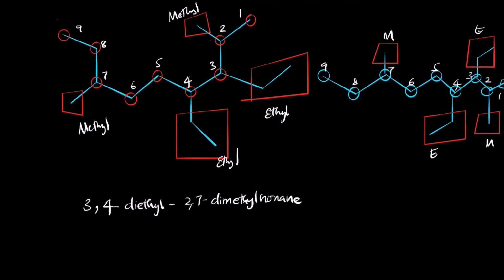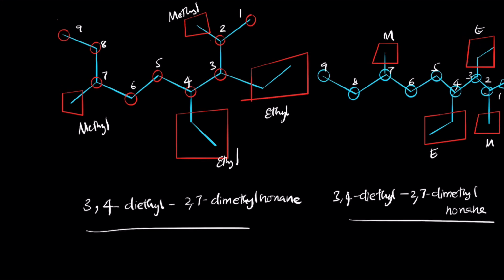Next, in the second one, you also have 2, 3. So you have 3, 4 diethyl. Next you have 2, 7 dimethyl nonane. Notice that both the compounds have the same name, so they are not constitutional isomers, right? So these are identical compounds. So this is how you can differentiate between constitutional isomers and identical compounds.